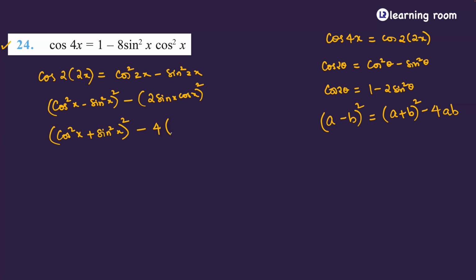So sin square x into cos square x or cos square x into sin square x, both are same. So this will be minus 4 sin square x into cos square x. So cos square x plus sin square x is already 1. 1 square is also 1, minus 4 times sin square x cos square x. Minus 4 times sin square x cos square x is 8 times sin square x cos square x. Is that clear? So this is the solution.